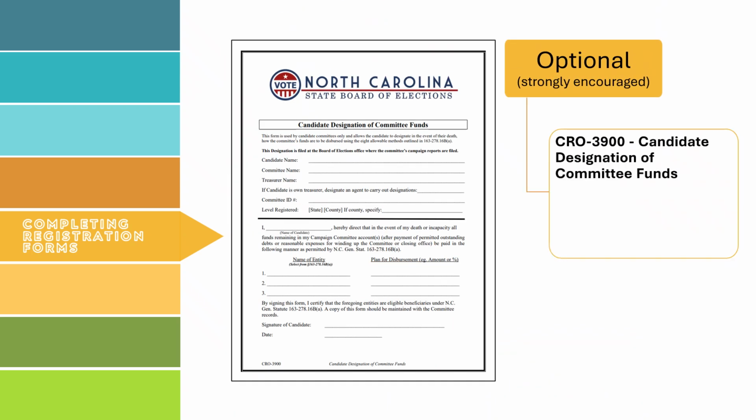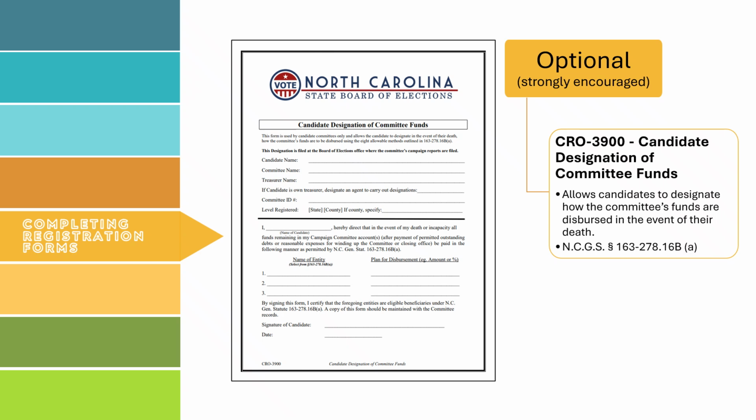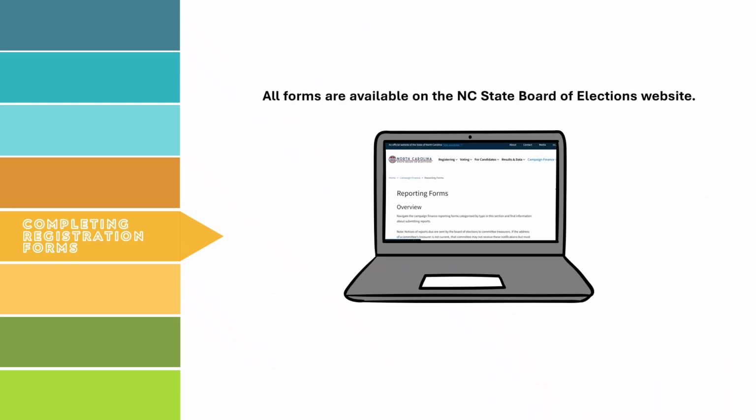There is one more registration form that is optional but strongly encouraged. Form CRO 3900, the candidate designation of committee funds. This form allows a candidate to designate how their committee's funds are dispersed if they pass away, using the allowable methods outlined in North Carolina General Statute, Section 163-278.16B-A. Remember, all required and optional forms and their instructions are available on the NCSBE's website.